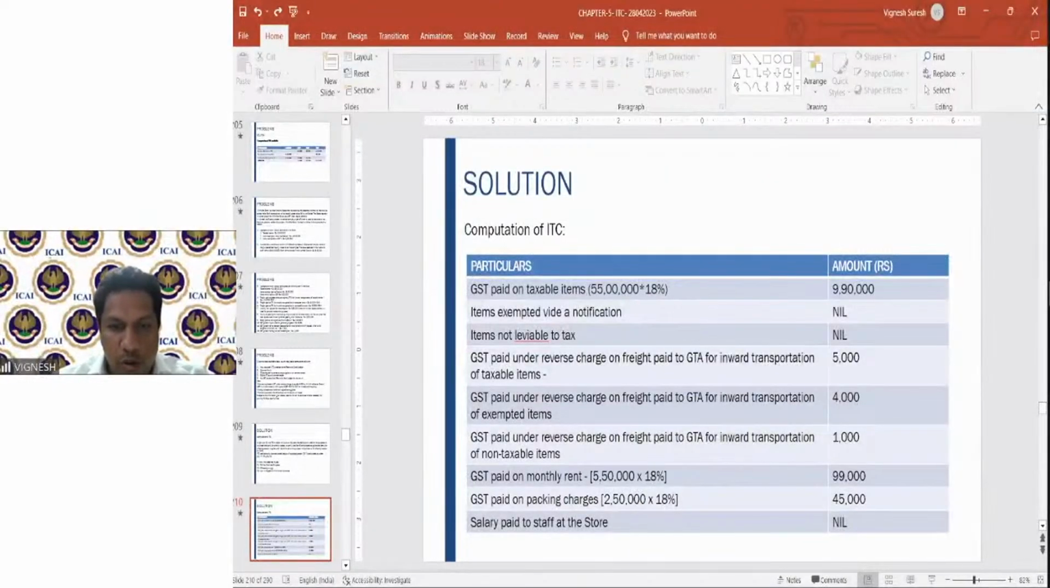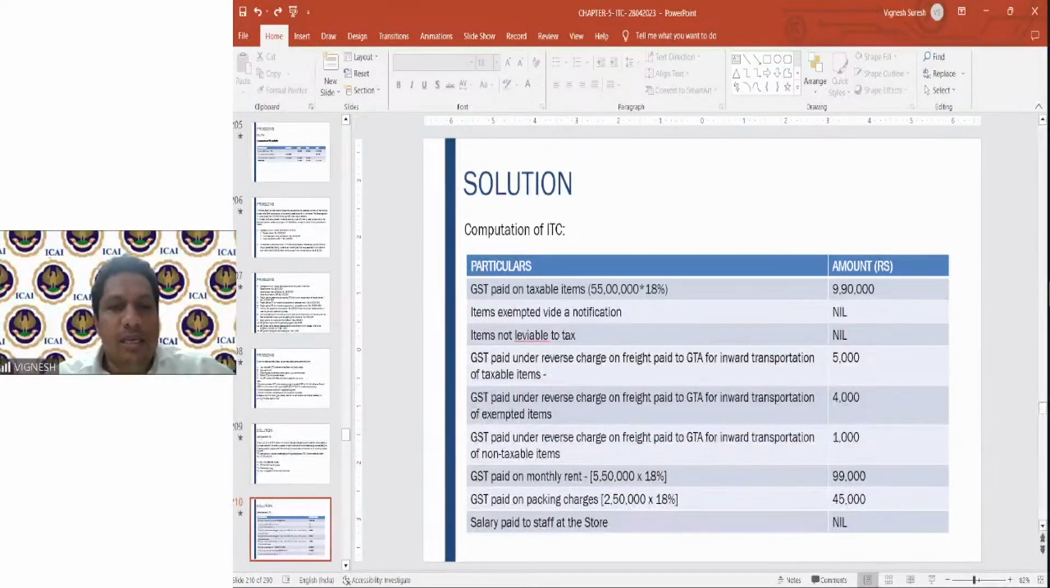Now, if you go through the question, we have to see what all is given. First, sales is given, so first you calculate the GST on the sales. That is the aggregate of various items sold in the store. If you see, 42 lakhs is the aggregate value of the items sold in the store.